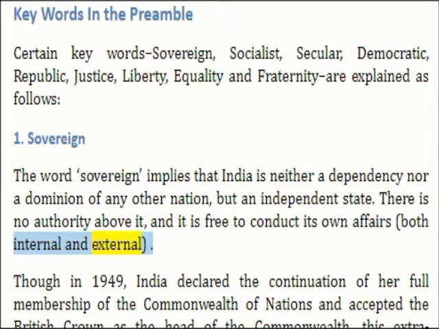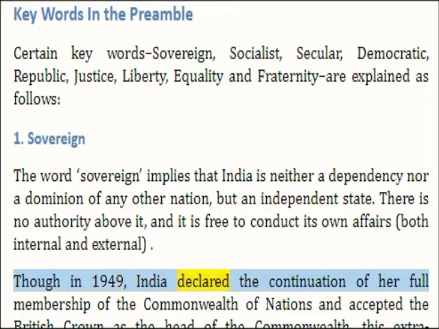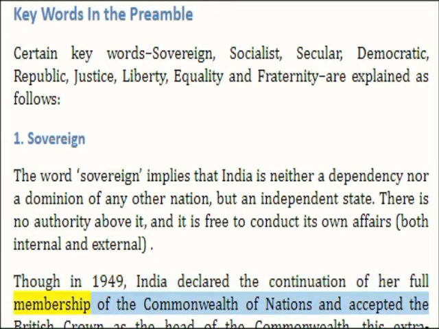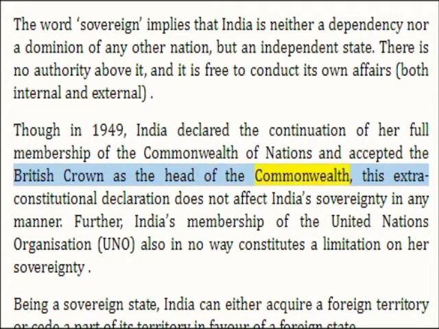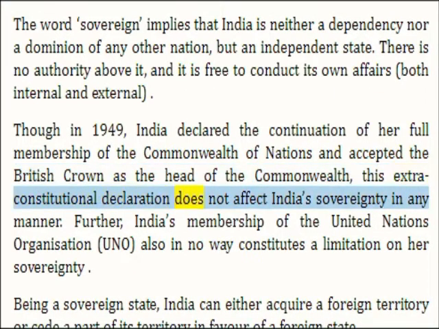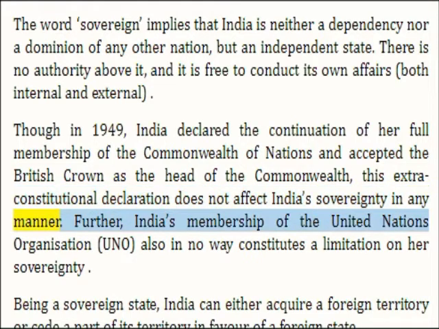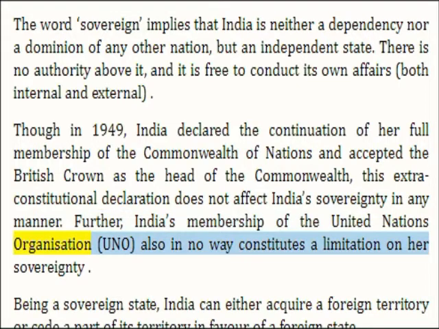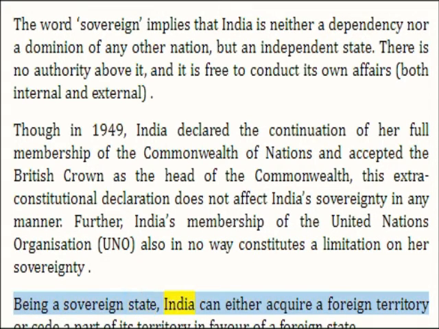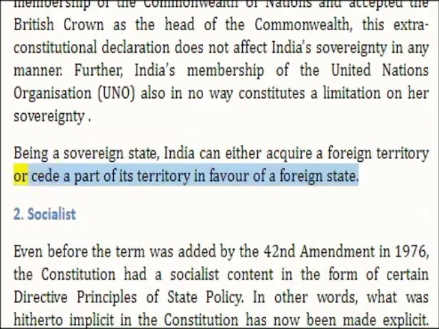and external. Though in 1949, India declared the continuation of her full membership of the Commonwealth of Nations and accepted the British Crown as the head of the Commonwealth, this extra-constitutional declaration does not affect India's sovereignty in any manner. Further, India's membership of the United Nations Organization, UNO, also in no way constitutes a limitation on her sovereignty. Being a sovereign state, India can either acquire a foreign territory or cede a part of its territory in favor of a foreign state.